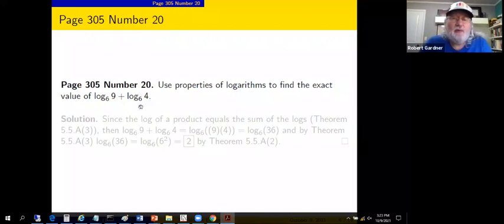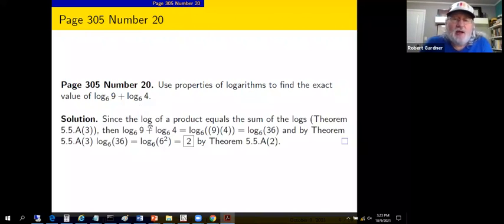Here we've got a sum of logarithms. Well, we know a sum of logarithms equals the log of the product. The log of a product equals the sum of the logs, starting with the sum and going to the product. So log base 6 of 9 plus log base 6 of 4 is log base 6 of 9 times 4. This is the capital M, capital N stuff we had in theorem 5.5.a. So we can combine these two logs as a single log by multiplying what's inside the log functions. 9 times 4 is 36, so this reduces to log base 6 of 36.